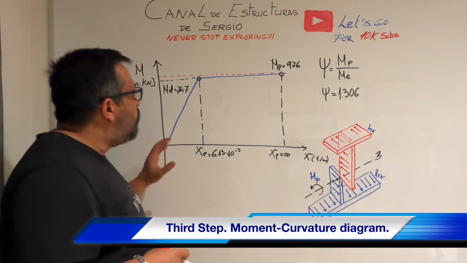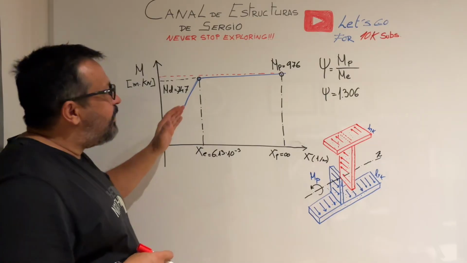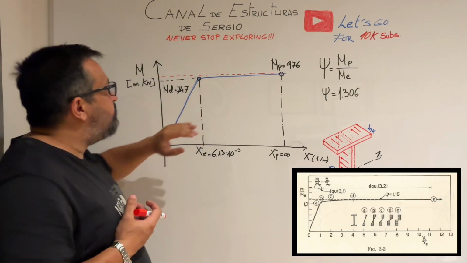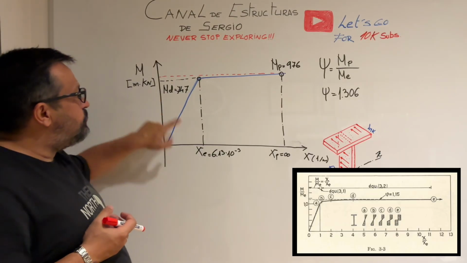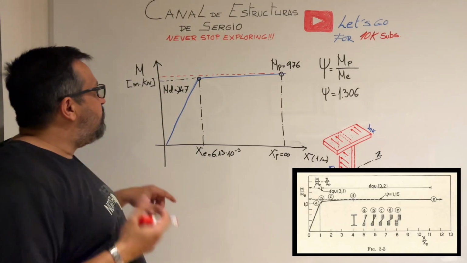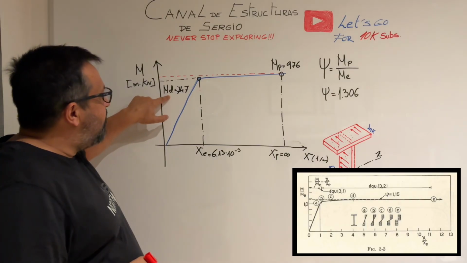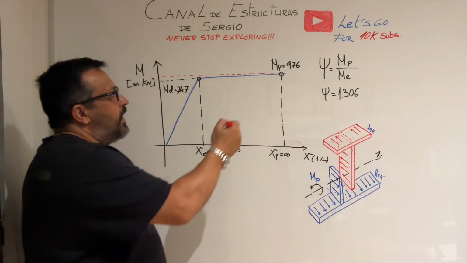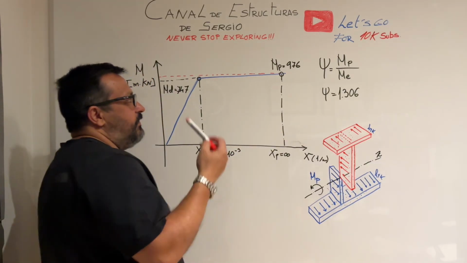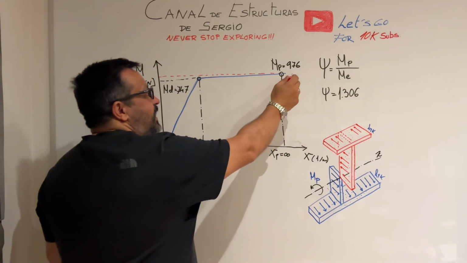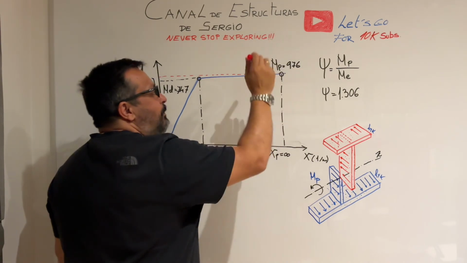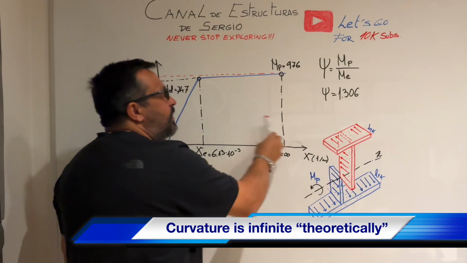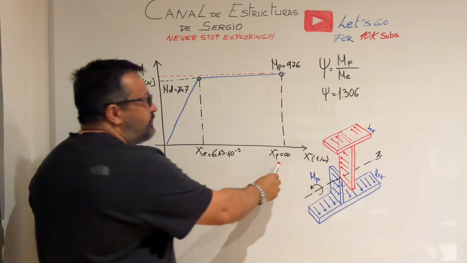The third and final step of the video is to draw the moment-curvature diagram for this section. We are going to base the representation on the previous values that we got in our former video, the elastic bending moment and the associated curvature. One of the ideas I would like to convey is that if we assume that all the fibers of the section are plastified, theoretically we get an infinite curvature for the section. That is the point represented here.